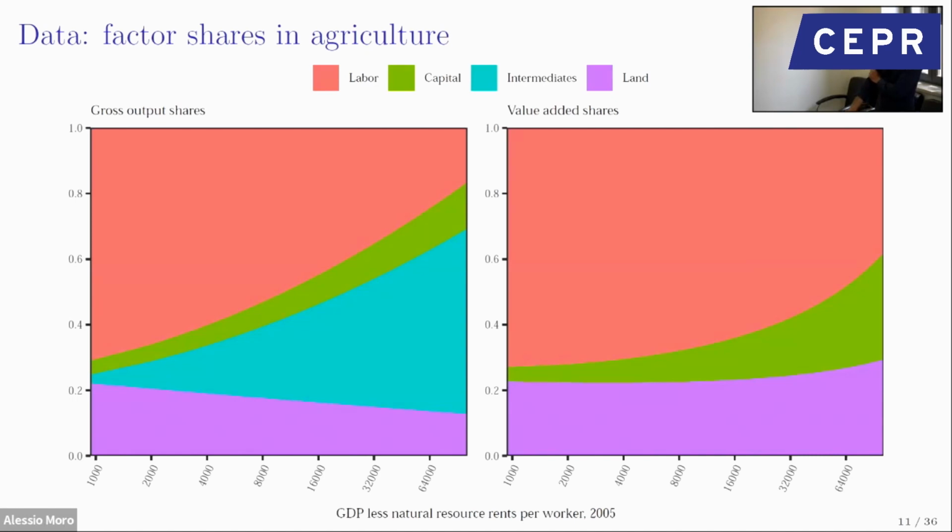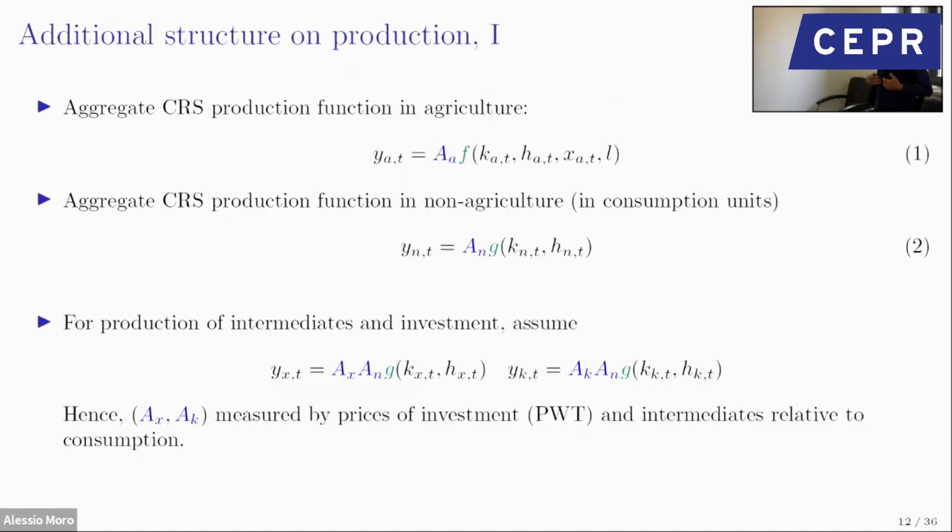Good. Then let us make another step. Now we additionally assume that one neoclassical constant returns to scale production function characterizes these data, and back out TFPs. So we assume that agriculture output is given by a TFP term times a production function defined over capital, labor, intermediate inputs, and land. For non-agriculture, we do the same, just assuming it's based on two factors, capital and labor.